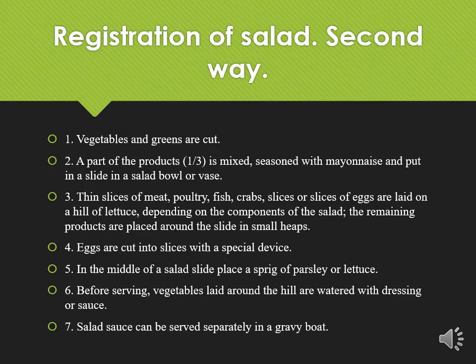Registration of salads, second way. The second way is divided into 7 parts. The first part: vegetables and greens are cut. The second: a part of the products is mixed, seasoned with mayonnaise and put in a slide in a salad bowl or vase. Thin slices of meat, poultry, fish, crabs, slices of eggs are laid on a hill of lettuce, depending on the components of the salads. The remaining products are placed around the slide in small heaps.